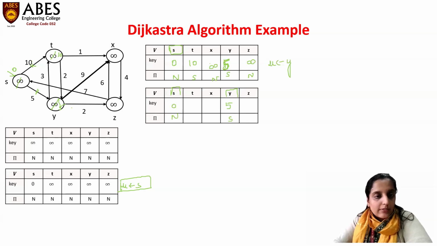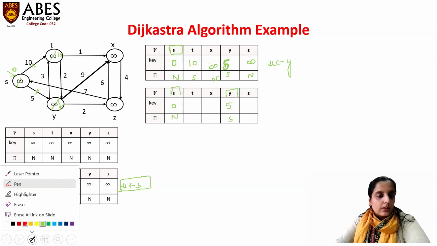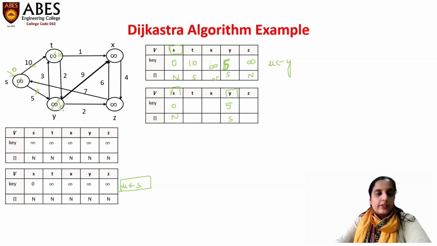So if we travel from Y to Z, the key of Y is 5 now. So Y to Z will be 5 plus 2, 7. So 7 is less than infinity, so we'll update it as 7. Z will be 7 and the parent will be Y.